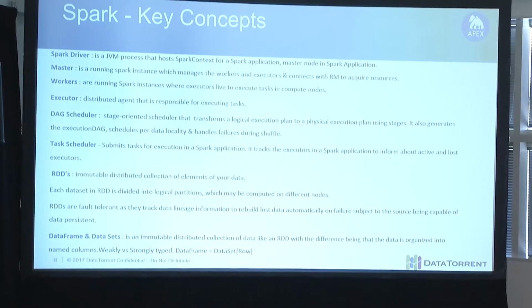RDDs are lineage-based. They're fault-tolerant by virtue of lineage. Essentially, the way it works is that I'm reading from somewhere. Let's take the word count example. You're reading from a file, splitting it into different lines, words, counting words.